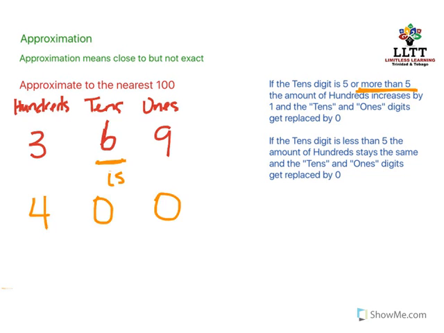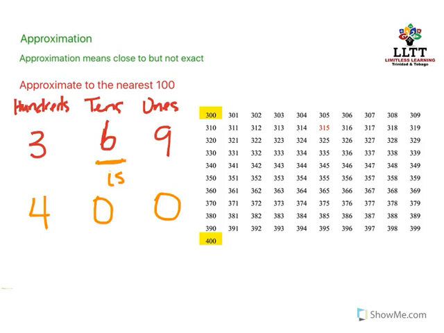And then again, we can look at that chart and see how true that is. So looking at this chart again, we're going to circle the number 369. That's right here. And it's in the lower half of our numbers. So we can see that 369 is going to be closer to 400 than 300 just by looking at this chart.